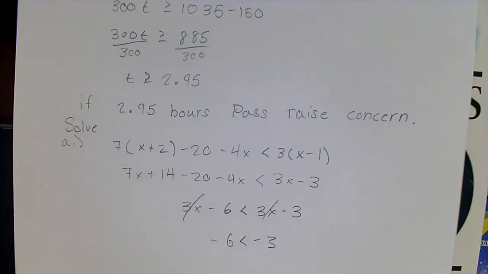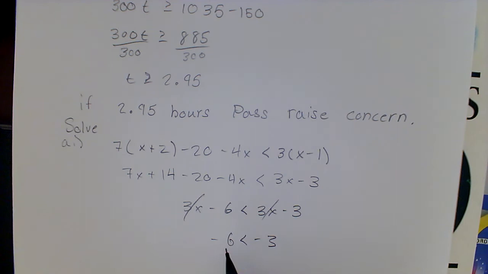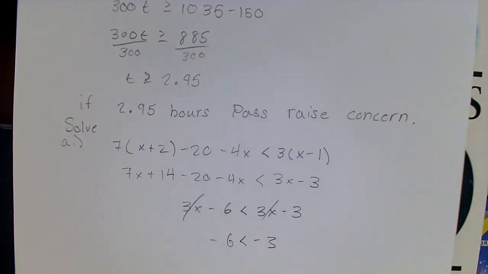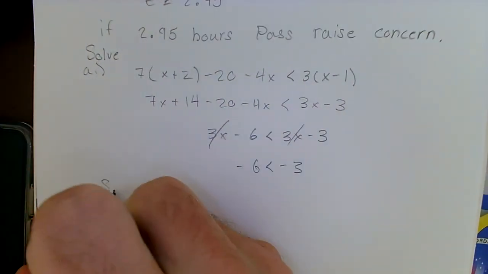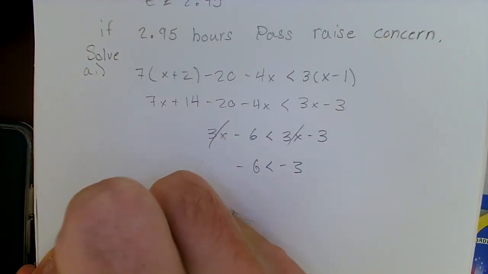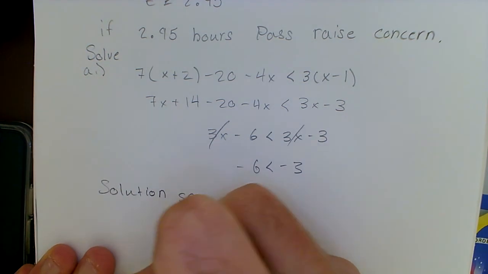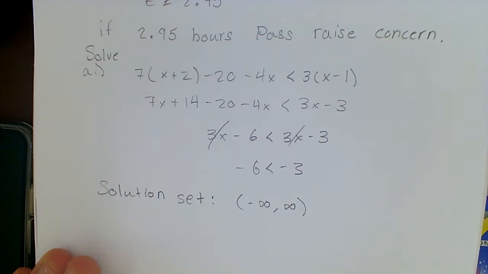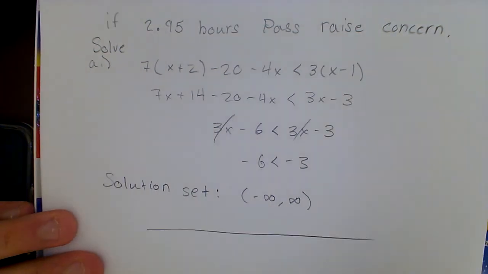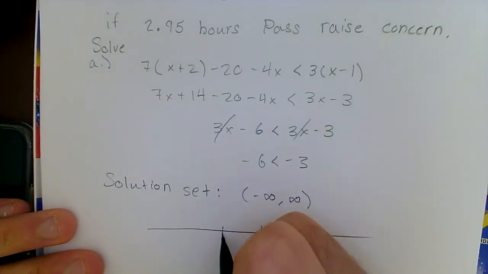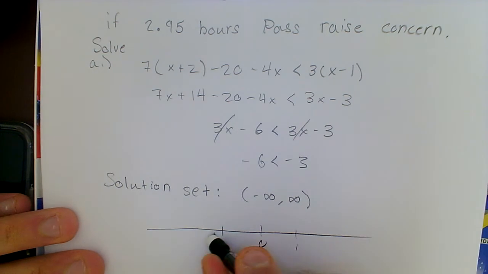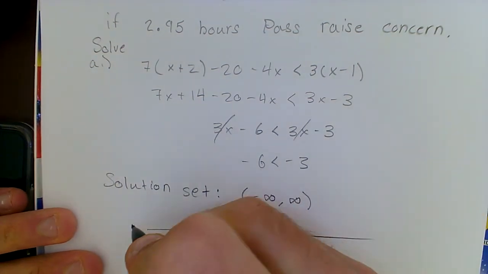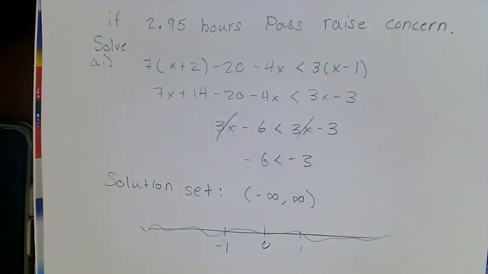So this one is a solution for all real numbers, because it doesn't matter what x you put in there, you're always going to get down to negative 6 is less than negative 3. So the solution set here is all real numbers. You can write negative infinity to infinity. And the number line there would just be the whole thing, right?